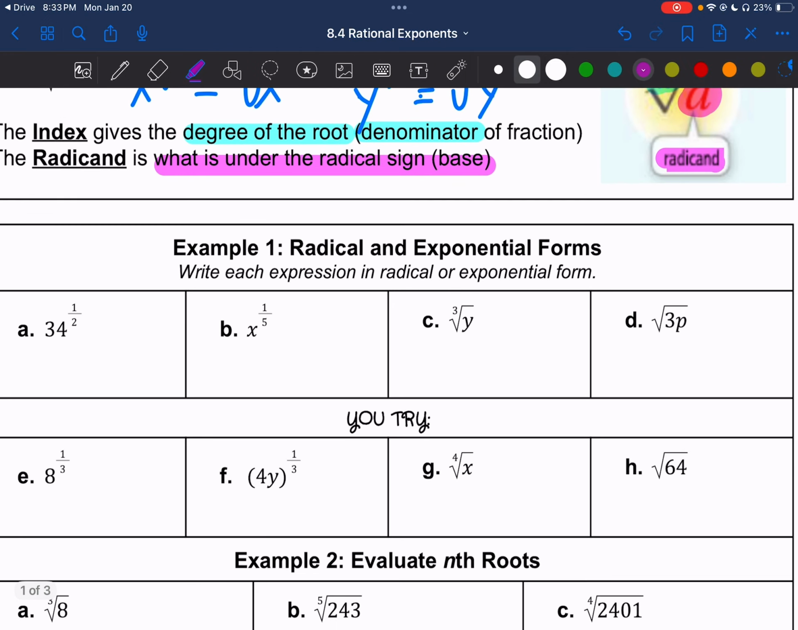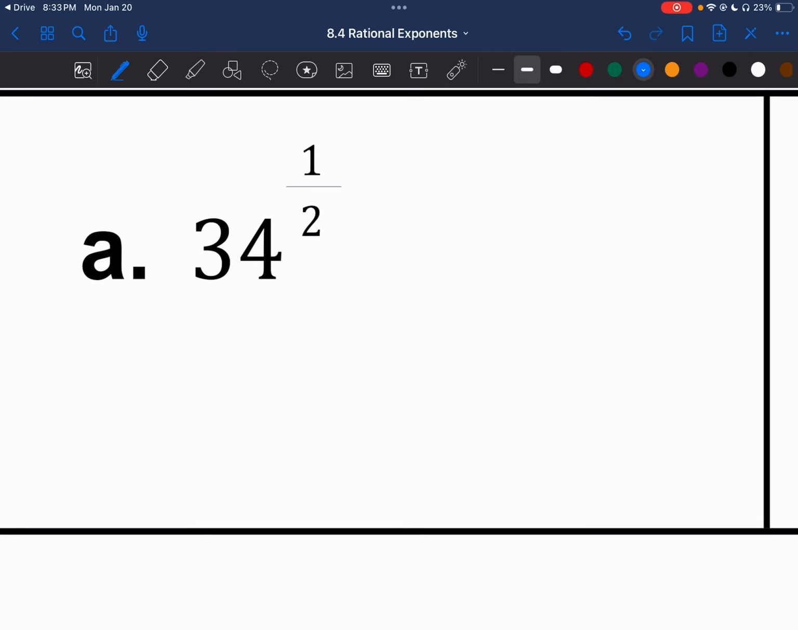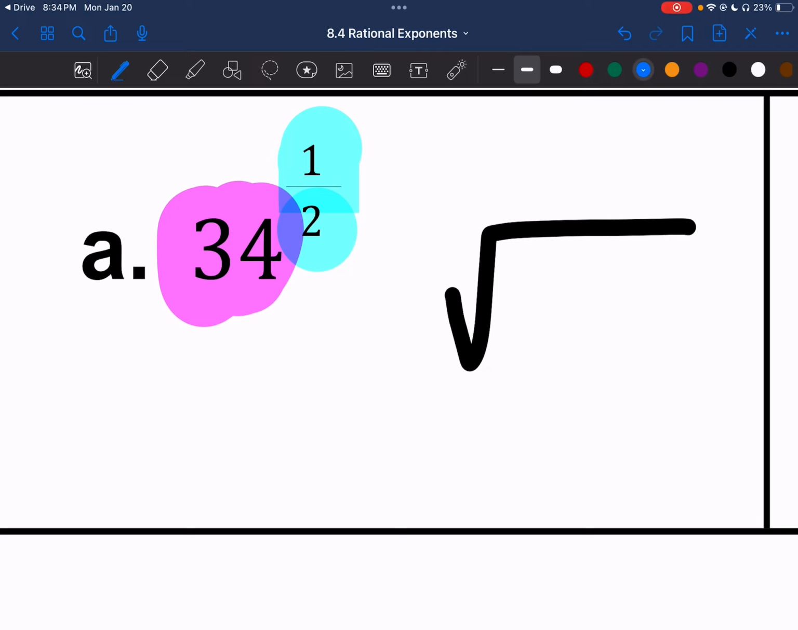All right, let's look at example one. In example one, we're told to write each expression in radical or exponential form. So we're just changing from one form to the other. If I zoom in on it and I look at 34 to the 1/2 power, 34 is my base, and then 1/2 is my root, my radical, or my degree of the root. So we have our radical symbol. The base is 34, and it's a square root because it's 1/2, so we just don't write the number in when it's a square root. Many of you will look at this and say, well, that's the square root symbol. It's technically a radical sign or a radical symbol. It's just that we don't write the 2 in for the square root.